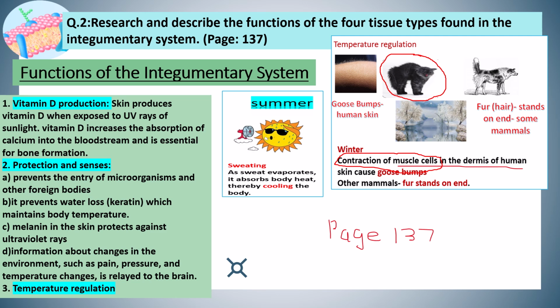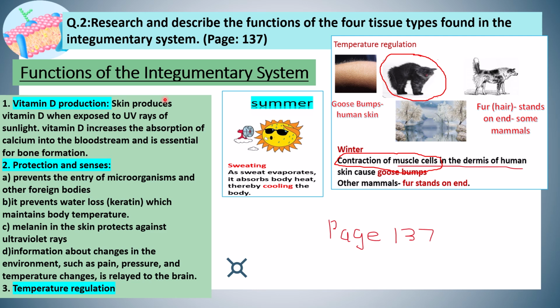So next is functions of the integumentary system, which includes the vitamin D production, protection and synthesis, and the temperature regulations. So for vitamin D production, when the skin is exposed to sunlight, our skin will undergo certain biochemical reactions which will lead to production of vitamin D, and vitamin D is very important for the calcium absorption, which is important for your bone formation.